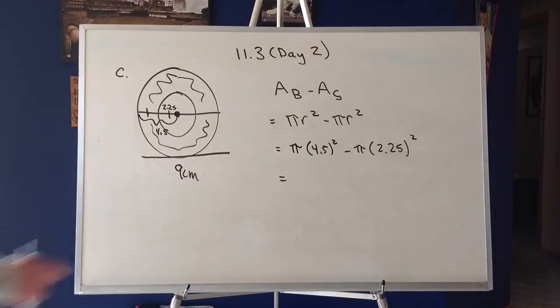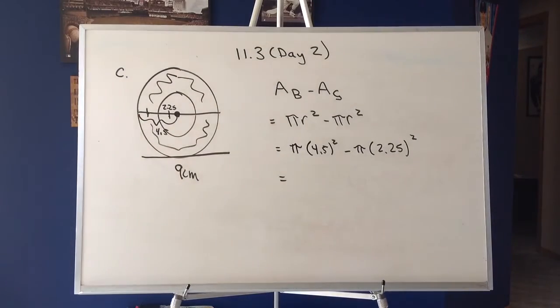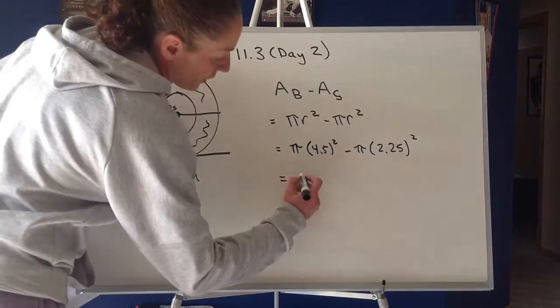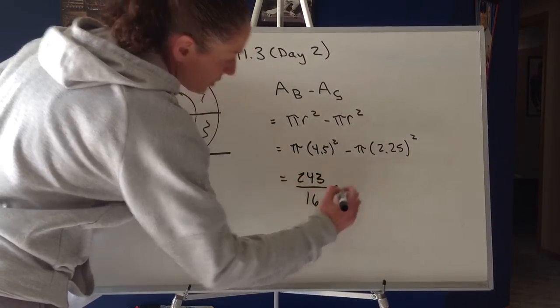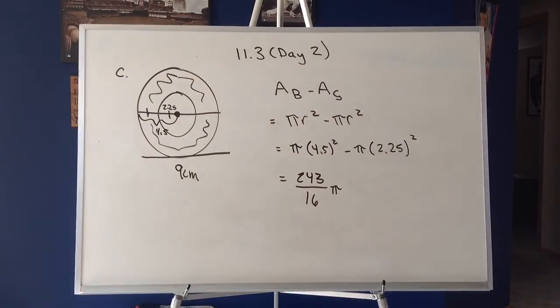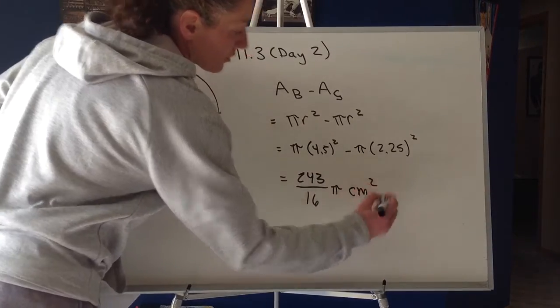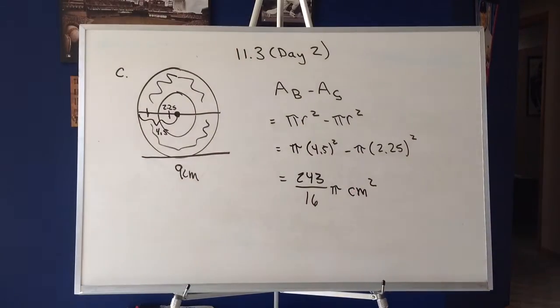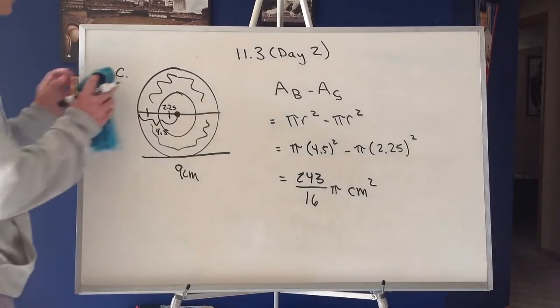Now you'll notice these both have pi's. If they both have pi's, they're like terms. We can combine them together. So you can take 4.5 squared minus 2.25 squared, change it into a fraction, and you will end up with 243 over 16, and then we'll just attach the pi to it. Again, do not put the pi in the calculator. And that one would be centimeters squared. So again, big minus little. That's really the general idea of what we're doing here. Okay?